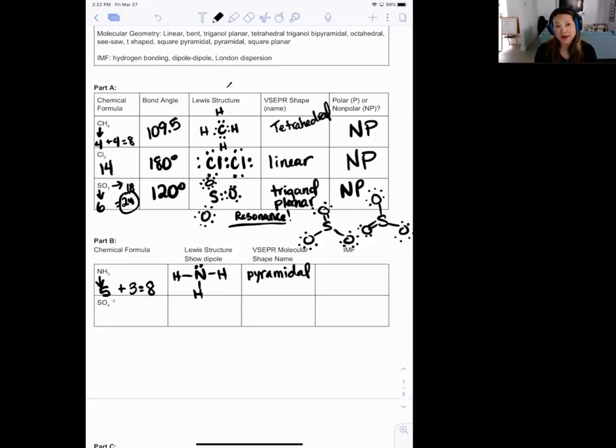The intermolecular force, well, it's either hydrogen bonding, dipole-dipole, or London dispersion. Because of the lone pairs, this is definitely polar, so it's not London dispersion. London dispersion occurs between nonpolar molecules. It's either dipole-dipole or hydrogen bonding. So let's look at hydrogen bonding. Hydrogen bonding occurs between hydrogen and fluorine, hydrogen and oxygen, and hydrogen and nitrogen. Well, look here, we have nitrogen. So this is going to be hydrogen bonding.